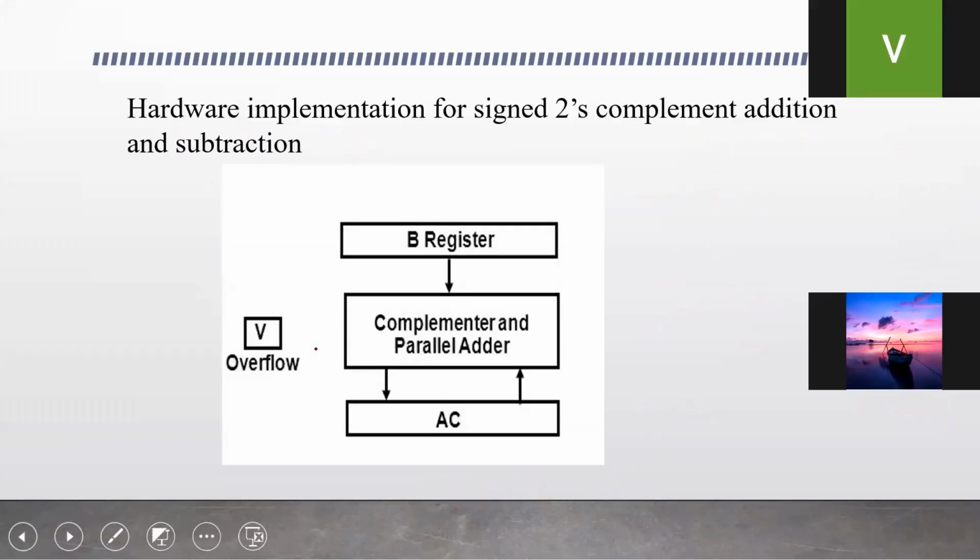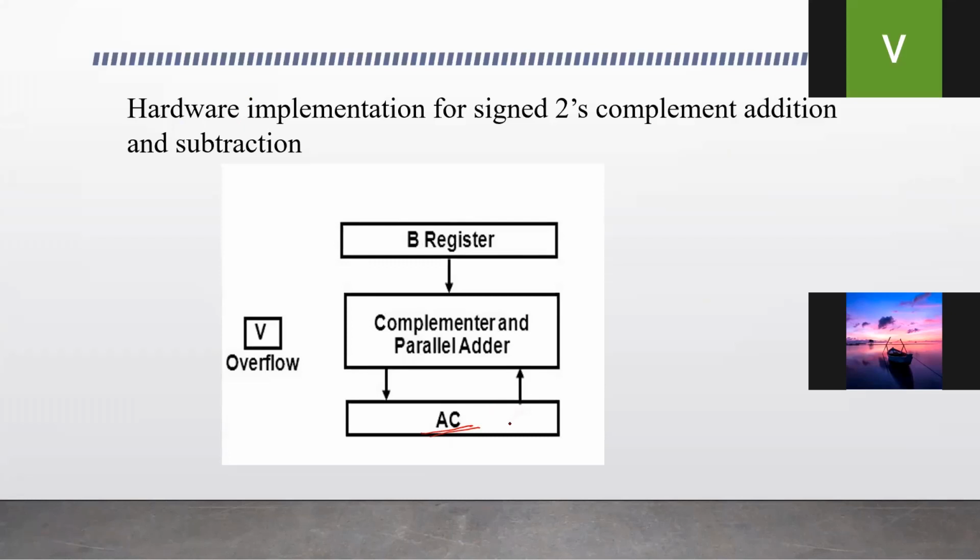Let's see how it is implemented. The 2's complement, addition and subtraction. Okay, so the hardware implementation of 2's complement, addition and subtraction goes like this. We take the two numbers, A in AC. Okay, AC is the register that holds the number A.